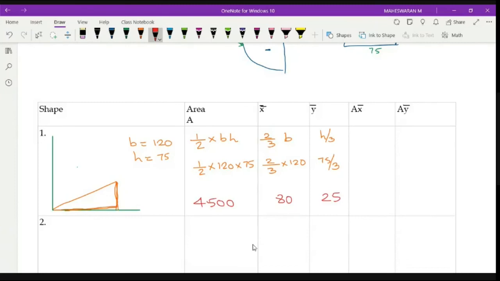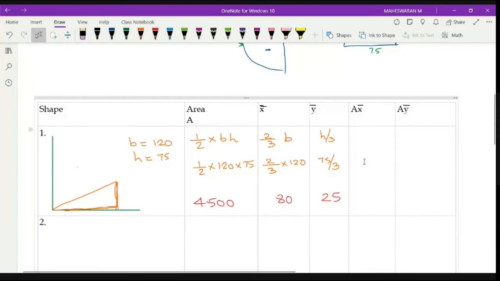Now you can multiply this. So what is A into X bar and what is A into Y bar? You can directly substitute. So for instance, 4500 into 80 is 360000. Similarly, 4500 into 25 is 112500. Right? These are my values.